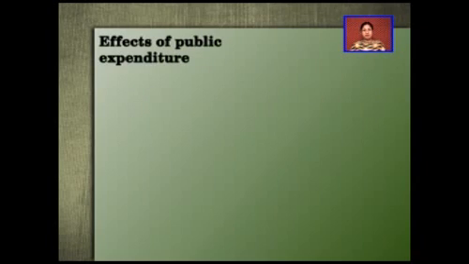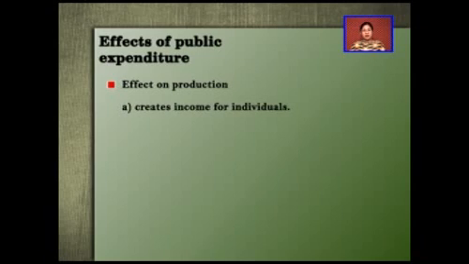Next, we have the effects of public expenditure. Effects of public expenditure can be divided into various categories, like the effect of public expenditure on production. First one, it creates income for individuals. How does it create income for individuals? Whenever the government spends money on the establishment of industries and various production units, it provides employment for the people. And providing employment ultimately creates a source of income for individuals. With this source of income, the standard of living of the people also improves.